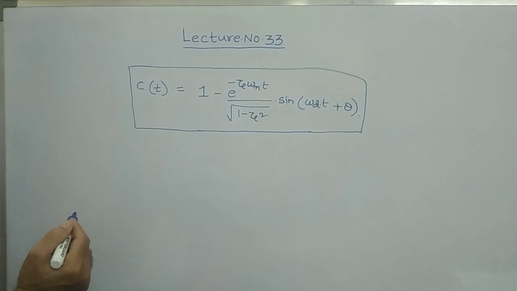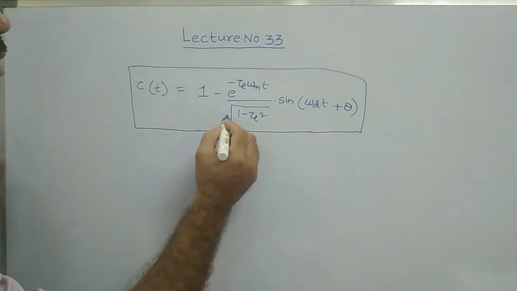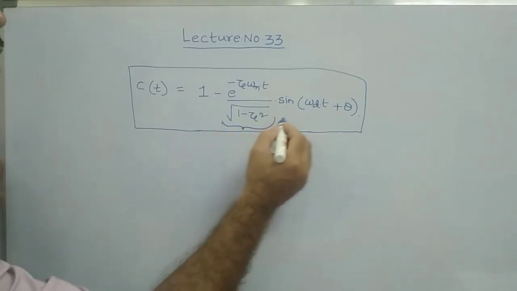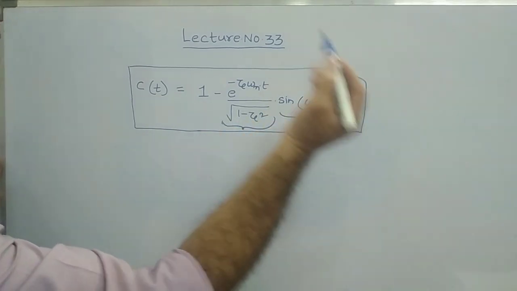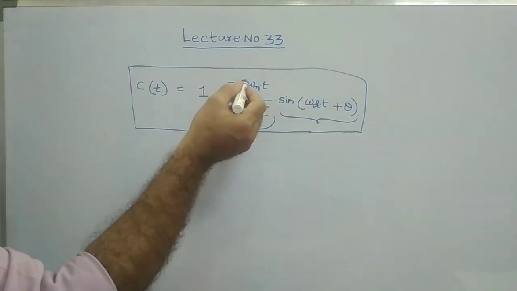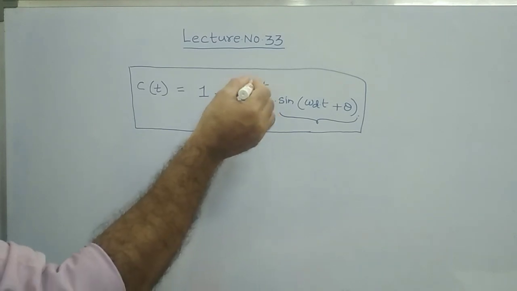Normally, if you observe this, this particular part is an exponential component. This is the sinusoidal component. So, in order to find the mathematical formula for settling time, normally the exponential component will be considered.